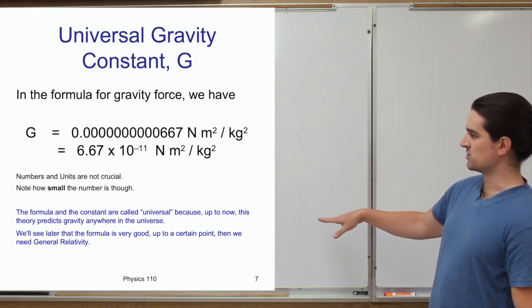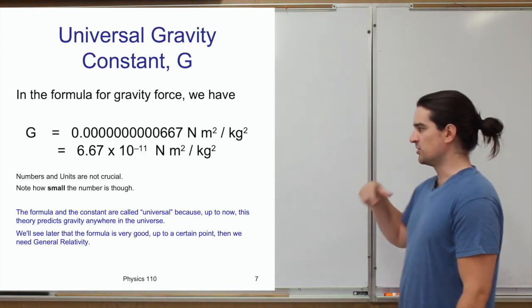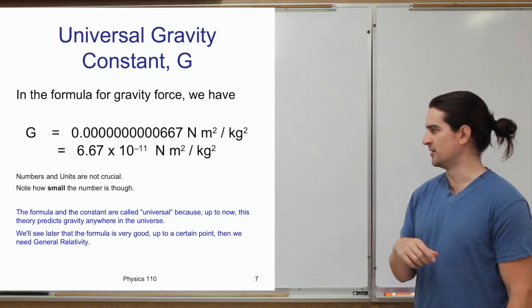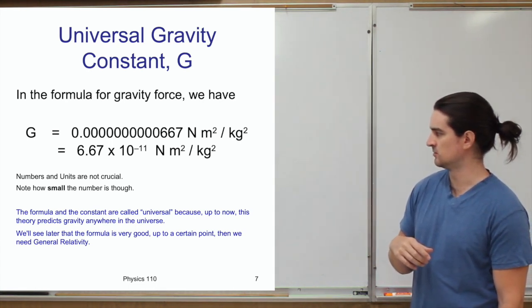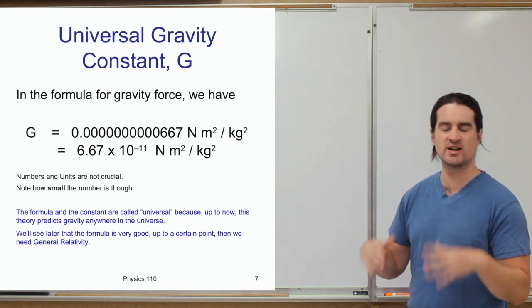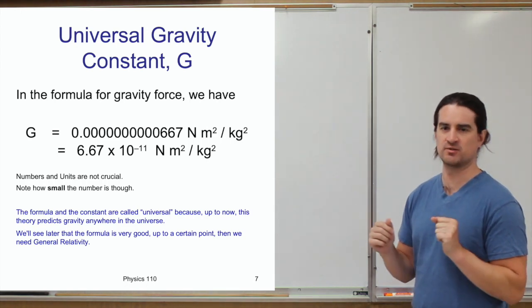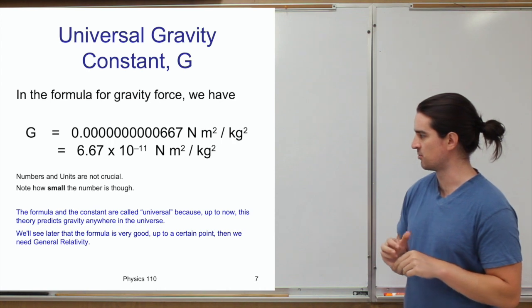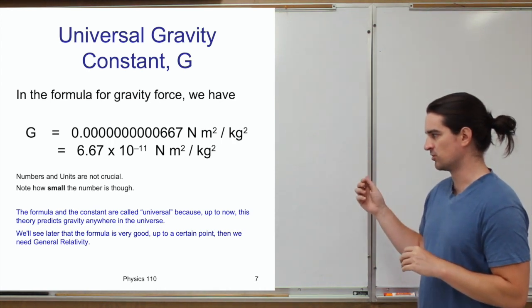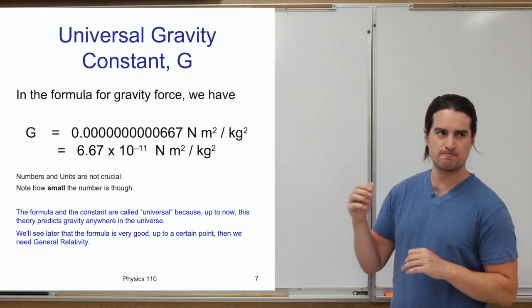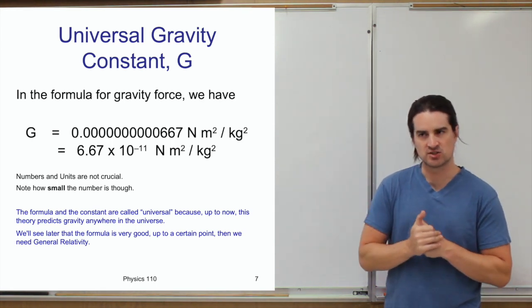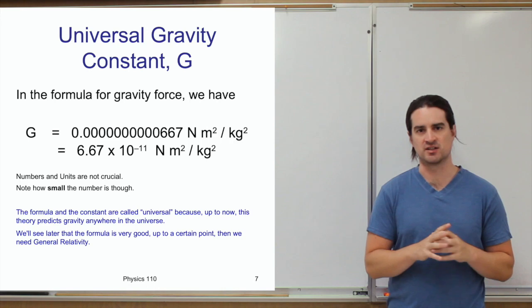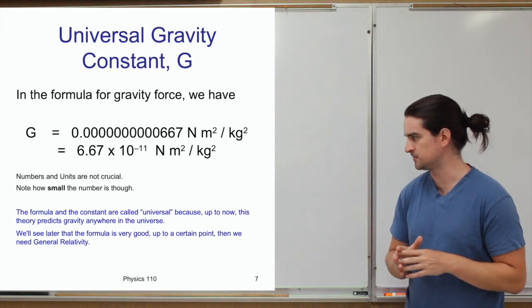I would just point out that this is called the universal gravitational constant because, as far as we know right now, this is universal. Gravity acts the same everywhere. As it turns out, we're going to learn a little bit later that gravity in a more detailed sense was explained by Einstein with his theory of general relativity.